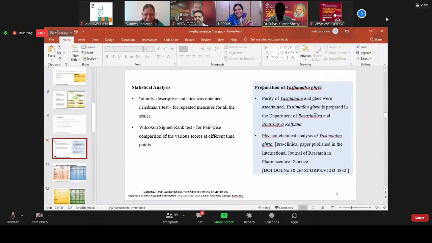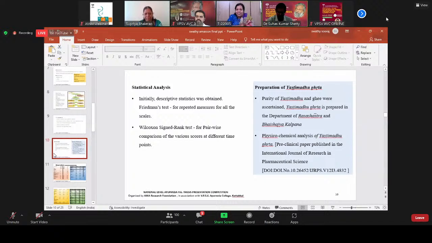Any publication that were derived out of this particular findings? Yes, sir. There is a preclinical publication regarding the physicochemical analysis of the Eshtimadugrida, and it was published in the International Journal of Research in Pharmaceutical Science.